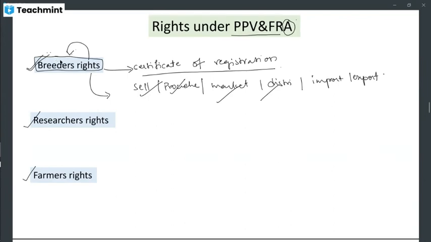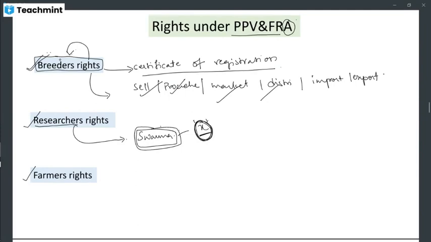And then coming to the researcher's right. As I earlier told you in the example of Swarna, let us consider that Swarna has been registered in the name of a scientist. So scientist X has already registered Swarna under PPV FRA. But some young researchers aim to improve this Swarna. They found that the cooking quality is not good, so they want to incorporate some cooking quality traits or genes into this Swarna. For this, they need the authorization of the original breeder.